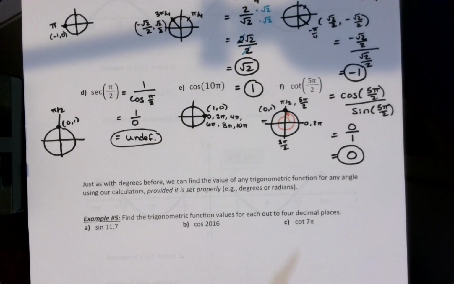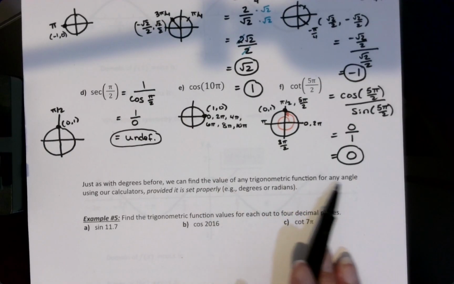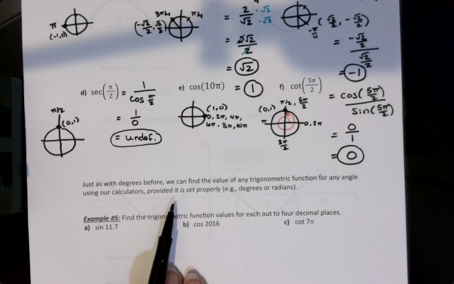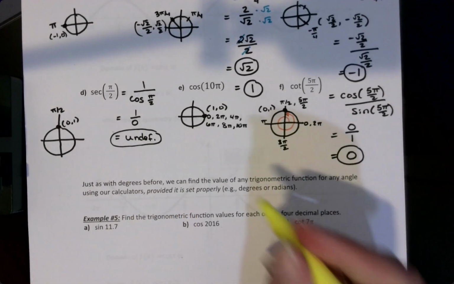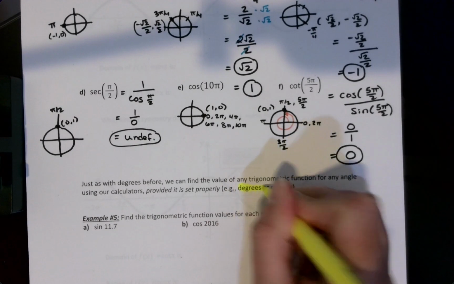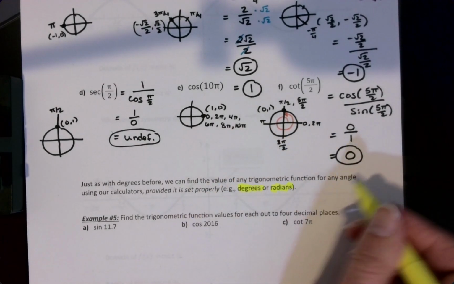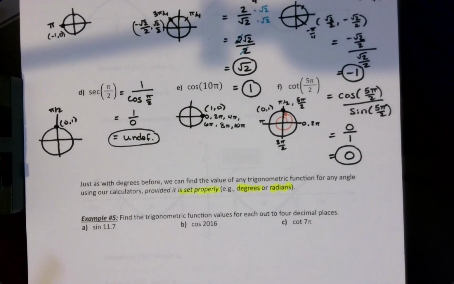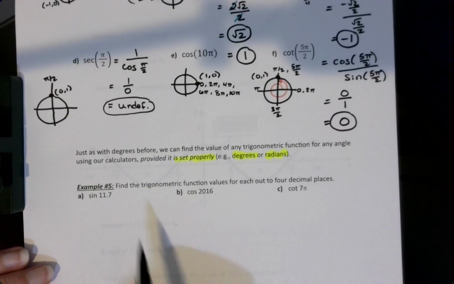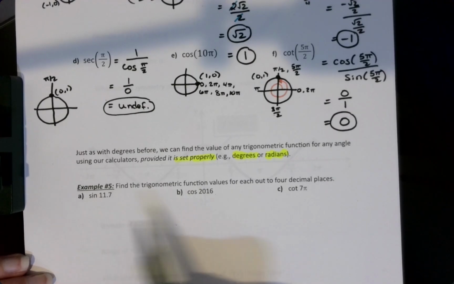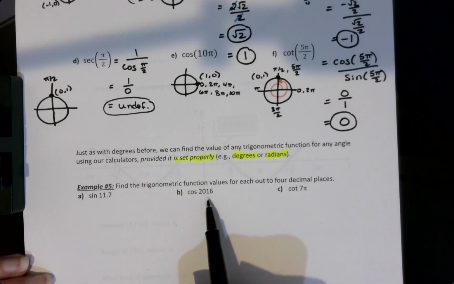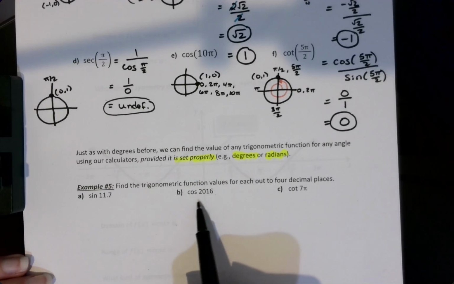Just as with degrees before, we can find the value of any trigonometric function for any angle using our calculators, provided that it's set in the proper mode. So make sure you always check your mode. If you're using degrees or radians, we want to make sure we're in the proper mode. So the ones above, I didn't need to use the calculator for because they were all special angles. Down below, sine of the angle 11.7, that is not a special angle. 216, that's in radians. That is not a special angle.